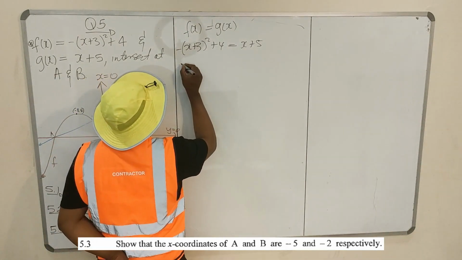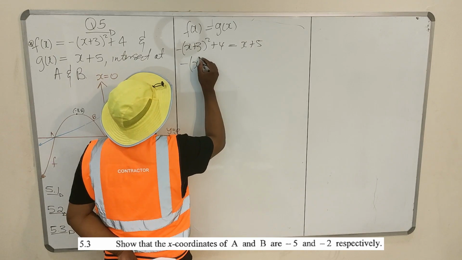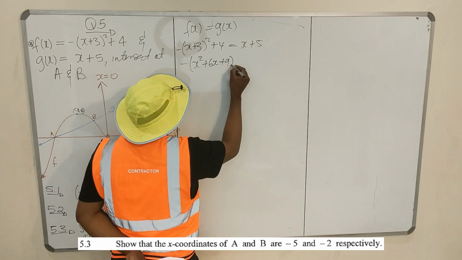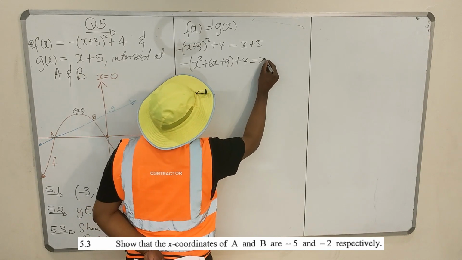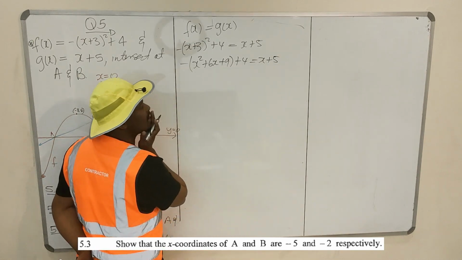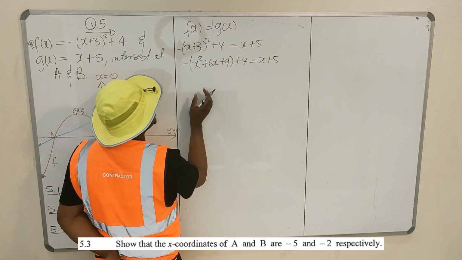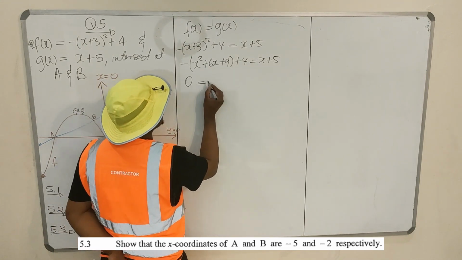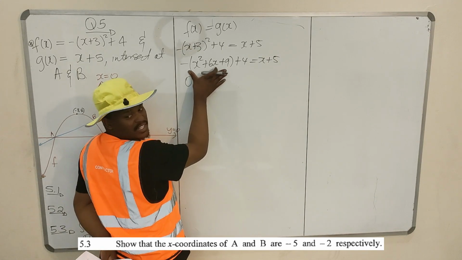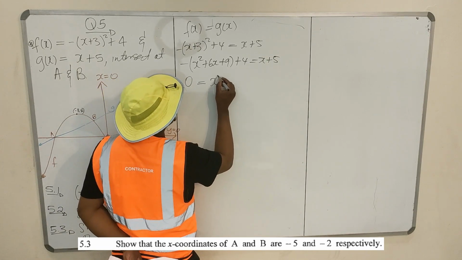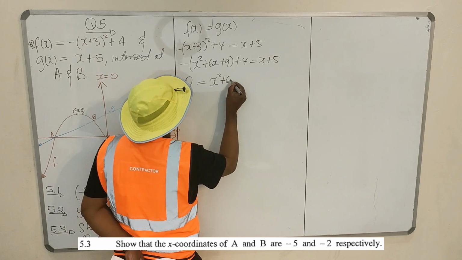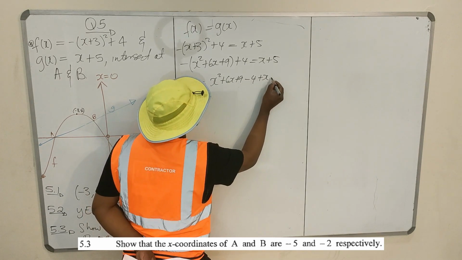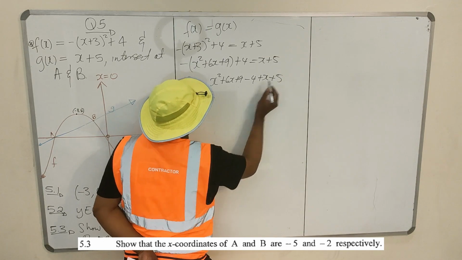So what do you say? Minus into x squared plus 6x plus 9, plus 4, is equal to x plus 5. Let's transpose this to the other side. 0 is equal to, this was negative, it will be positive that side. So you have x squared plus 6x plus 9 minus 4 plus x plus 5.